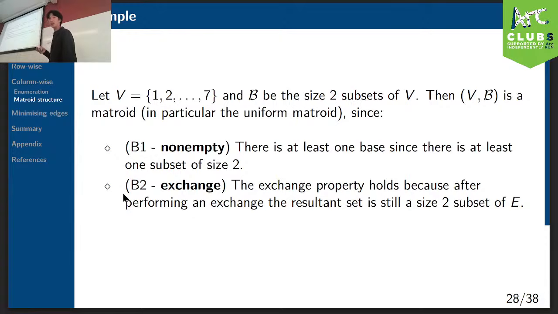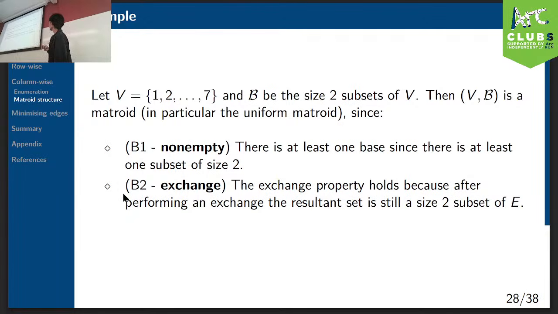Cool. As an example, let V be the set of integers from 1 to 7, and B, the bases, be the size 2 subsets of this. And we're going to show that (V, B) is indeed a matroid by showing that it satisfies these two properties. Firstly, it will satisfy the first property because there's the base {6, 7}, which is a base of this matroid. So there's at least one base here.